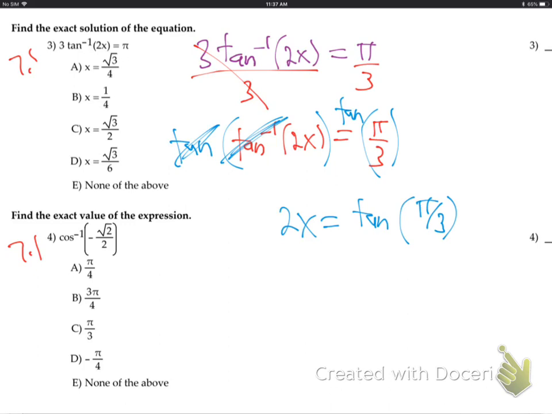Good so far? See how that got rid of it? That's how you get a function off of something. When you have an x plugged into a function, that could be logs, an exponential, sine, cosine, tangent, tangent inverse, whatever, any function, you do the opposite function, the inverse function, to both sides. Okay, now, how do we find tangent of pi over 3?